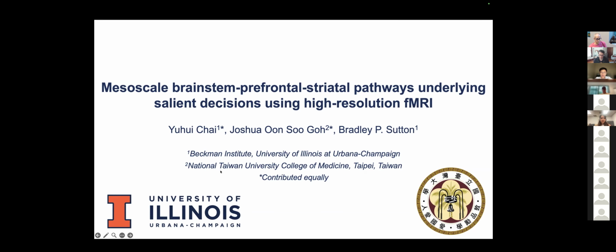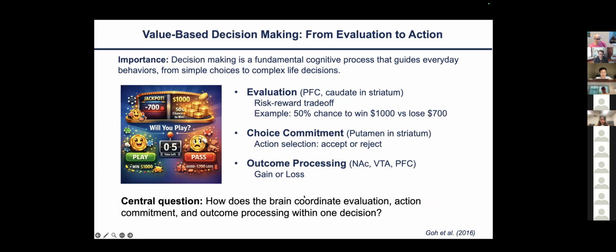I will start with some background on decision making. Decision making is a fundamental cognitive process that guides everyday behavior, from simple choices to complex life decisions. In this study, we are going to focus on value-based decision making, and you can understand this processing in several stages.